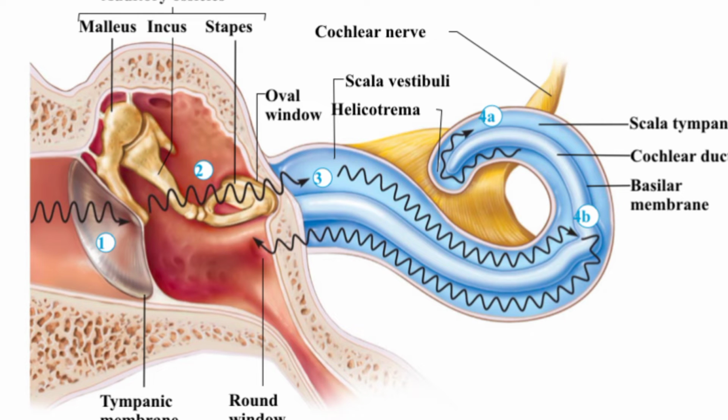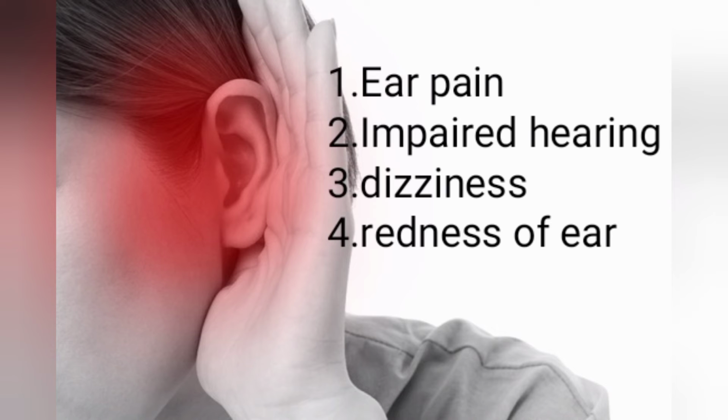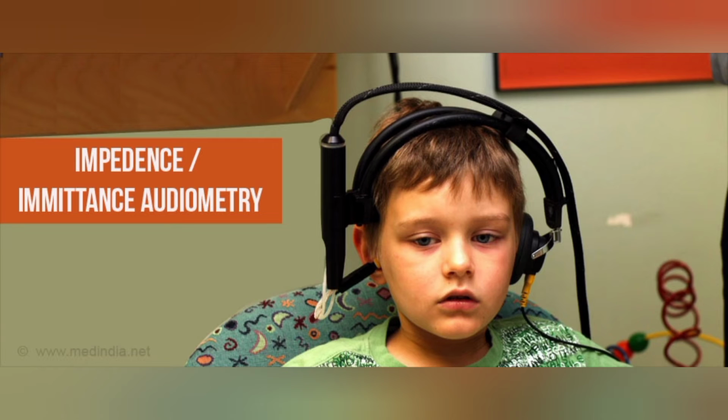This hearing process happens in a healthy ear, but there are different conditions that can affect the hearing or balance function of the ear. One should always consult an ENT specialist if symptoms are like ear pain, impaired hearing, dizziness, vertigo, or redness and inflammation of the ear. With such symptoms, the doctor suggests the test impedance audiometry.